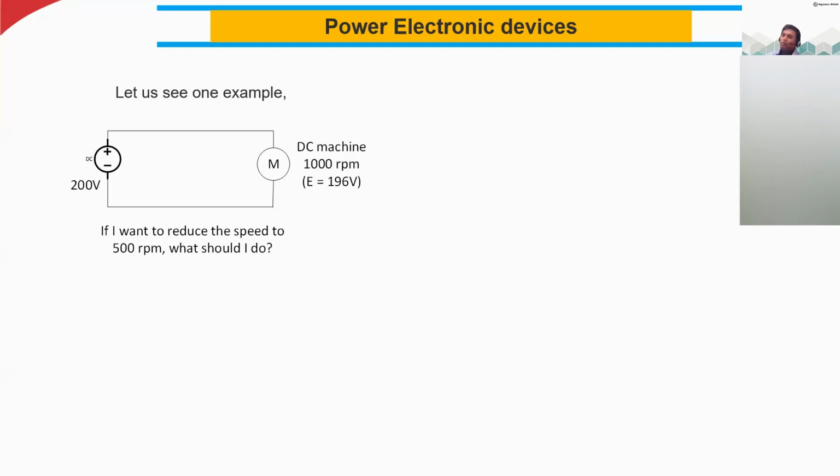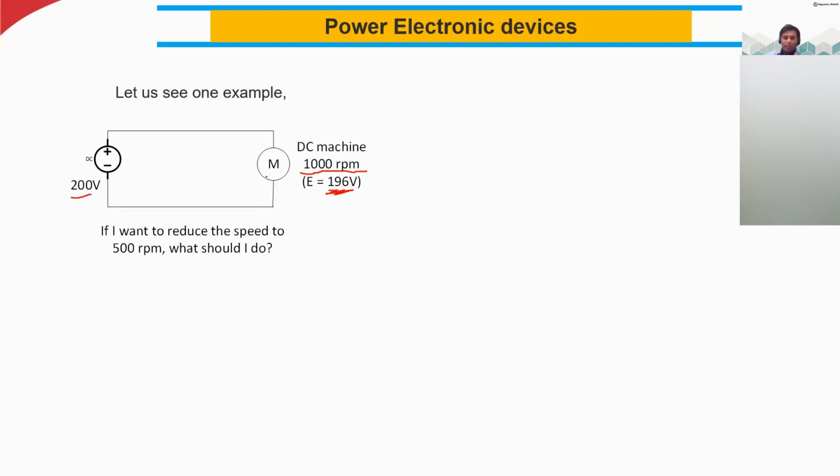So first of all, you should know the fundamentals clearly. Then we can build the knowledge further. One example here. I have a DC machine running at a speed of 1000 RPM. It's a typical example. We have a supply voltage of 200 volt, and at the load side of the machine, we have 196 volt.